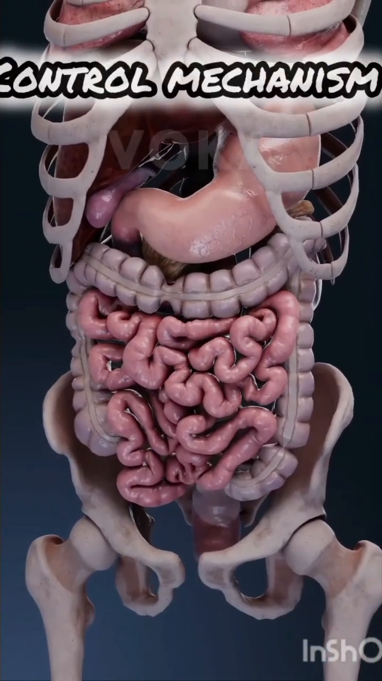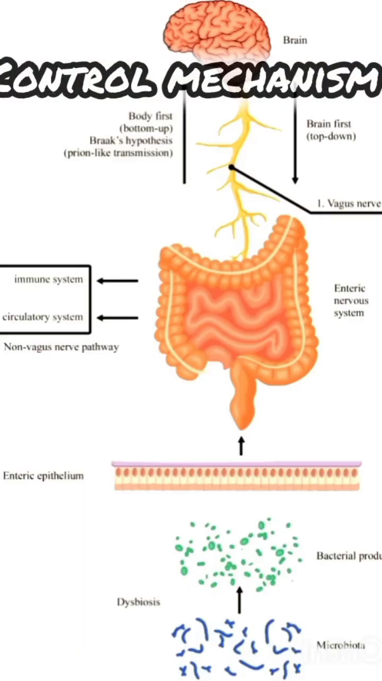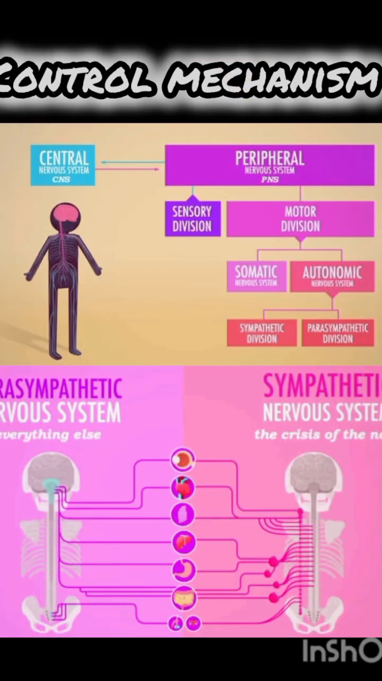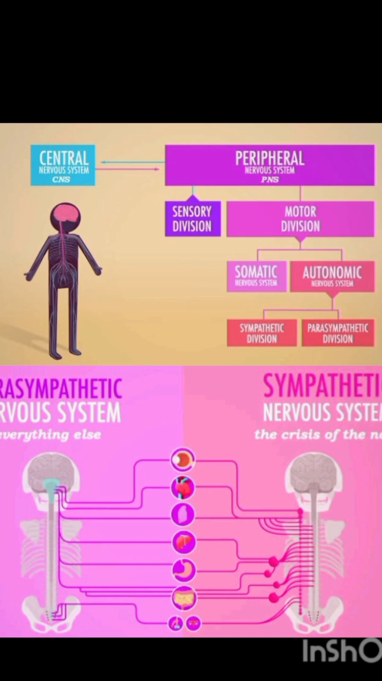Now, what are the control mechanisms? First off, we have the enteric nervous system. This is the local control of the GIT and involved in motility. Secondary to the enteric, we have the autonomic nervous system, which can either increase GI motility through the parasympathetic nervous system or inhibit it through the sympathetic nervous system.